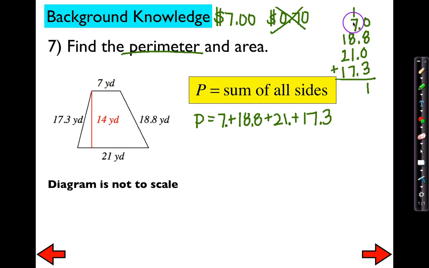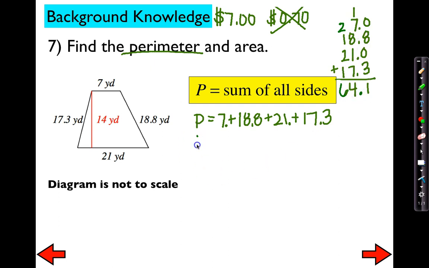1 plus 7 is 8. 8 plus 8 is 16. Plus 1 is 17. Plus 7 is 24. So let's put a 4 here. Carry the 2. I'm going to go out of order. 2 plus 2 is 4. Plus 1 is 5. Plus 1 is 6. So now simply bring down that decimal.